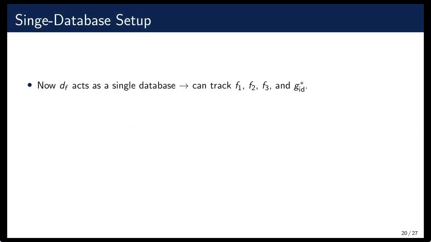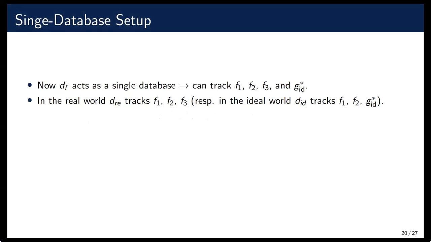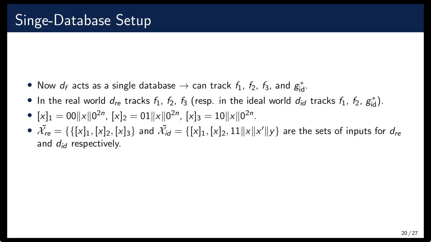So now we have a single database that can track F1, F2, and F3 and GID star. In the real world, we call the database that tracks F1, F2, and F3 DRE, and in the ideal world we call it DAD, which tracks F1, F2, and G star. Some notational setup, which is we call X1 the 3n plus 2 input that starts with 0, 0, X2 with 0, 1, and X3 with 1, 0, that's just notational setup. And we can define the set of inputs for the real databases and the ideal databases respectively.